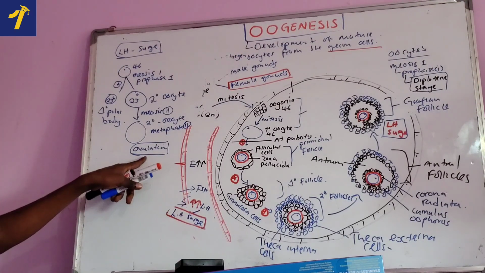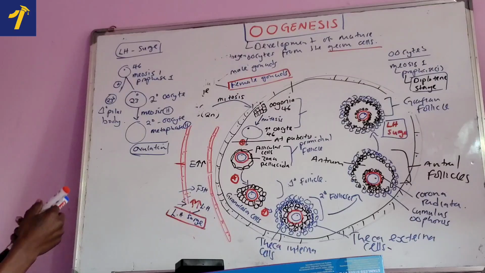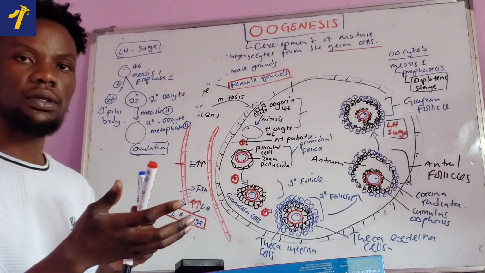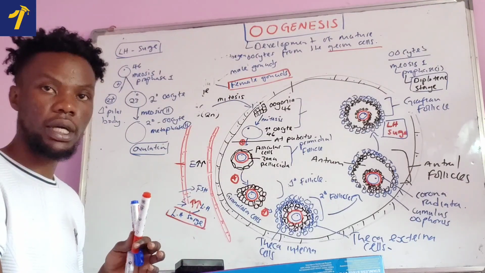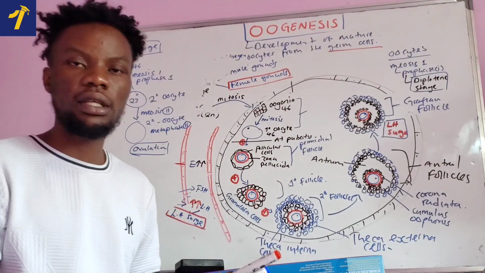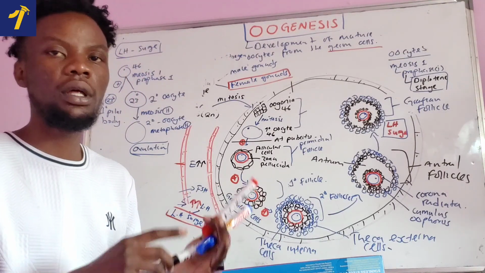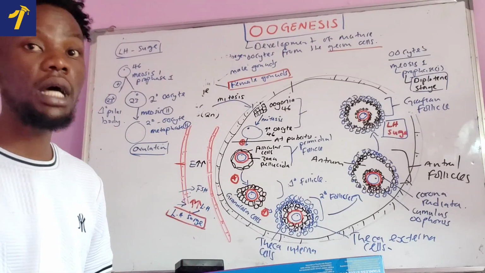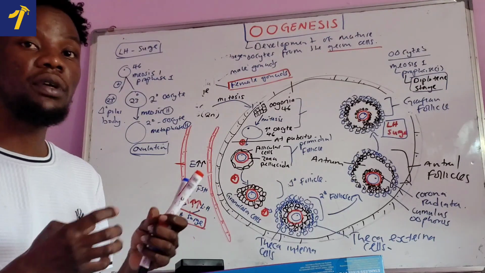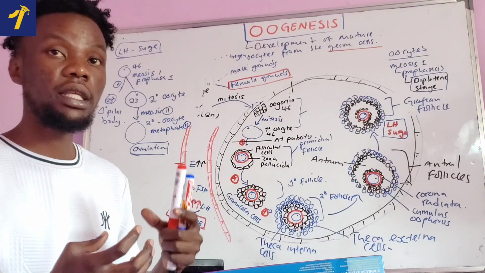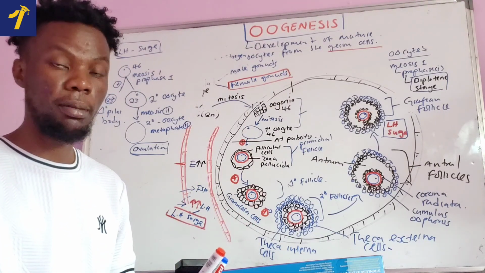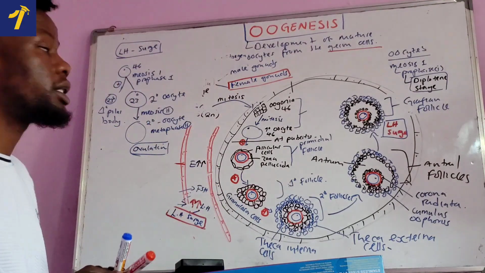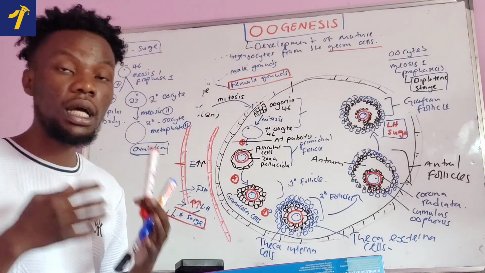Now, if ovulation happens, the secondary oocyte is the one that's going to be released into the oviduct, so that somehow fertilization can happen. If fertilization happens, the sperm cell can penetrate the corona radiata and the zona pellucida. The sperm cell and the secondary oocyte will undergo fertilization. If that happens, the secondary oocyte will now change into what? The mature oocyte, so that fertilization can happen completely.